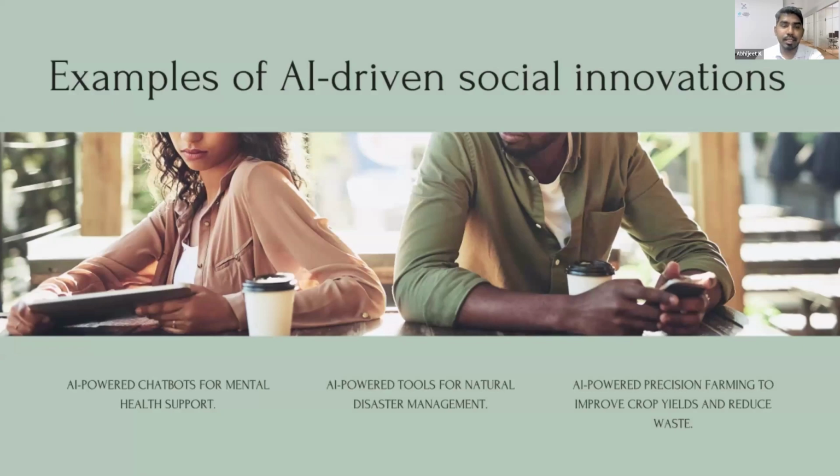Some ways that AI is helping drive social innovation: there are AI-powered chatbots being used for mental health support. There's a lot of debate around that. For disaster management, there's a massive event called the Kumbh Mela going on in India right now, and they're using a lot of these solutions. Then there's precision farming that is being supported by AI as well.